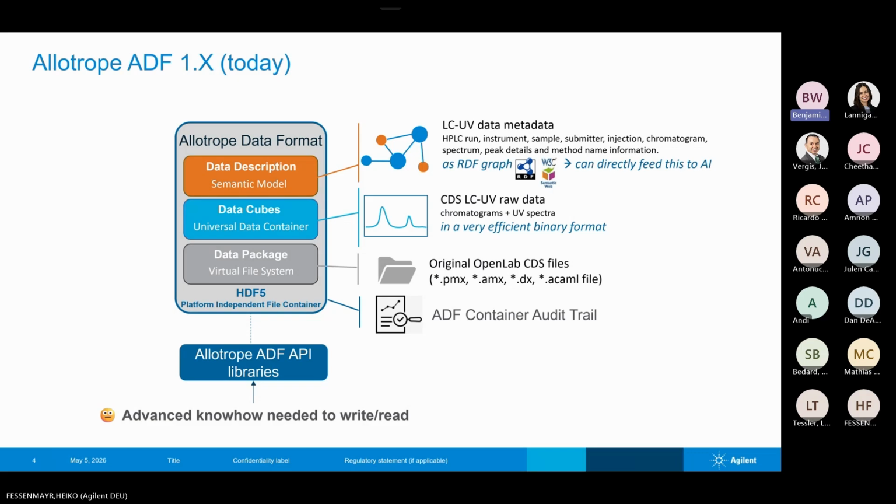And then you have the ADF container audit trail, which keeps an audit trail about how the container was changed. So if you add files or remove files or change content, then this gets edited automatically. Then the access is based on Allotrope ADF API libraries. Since this has a very basic structure, it's getting difficult to get these things in and out.